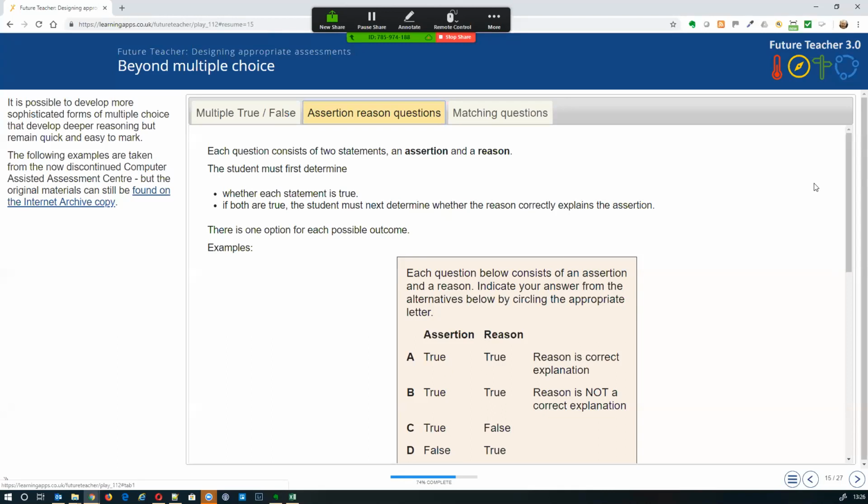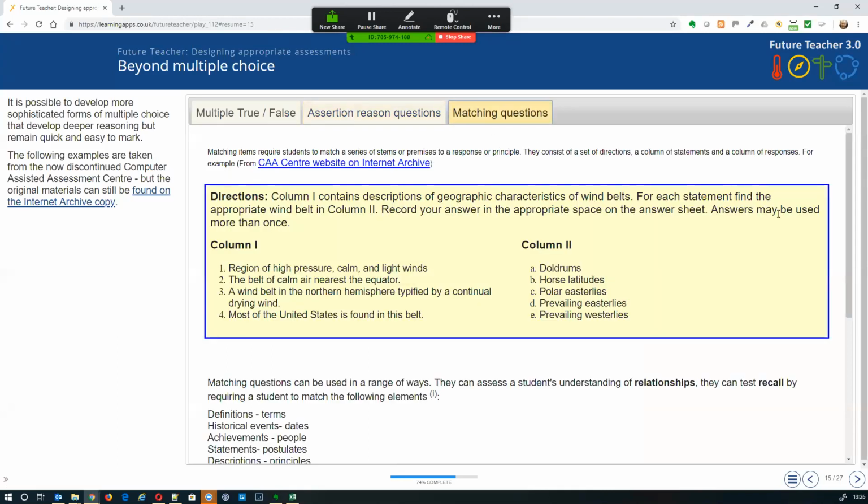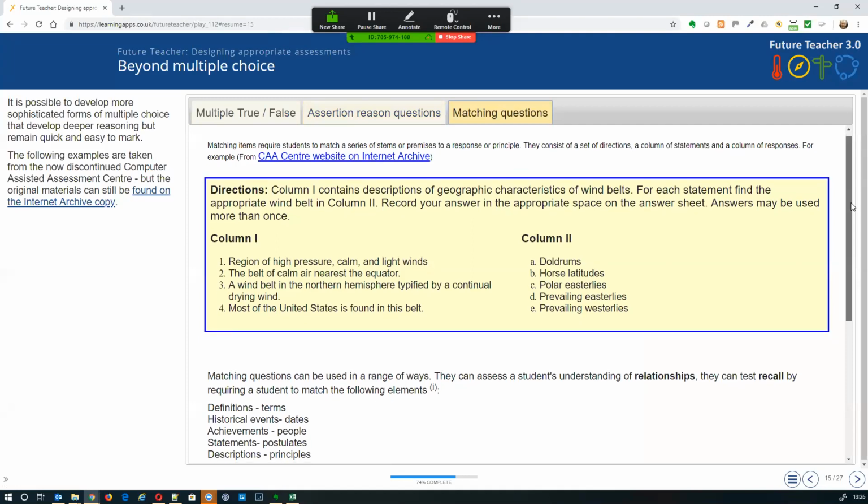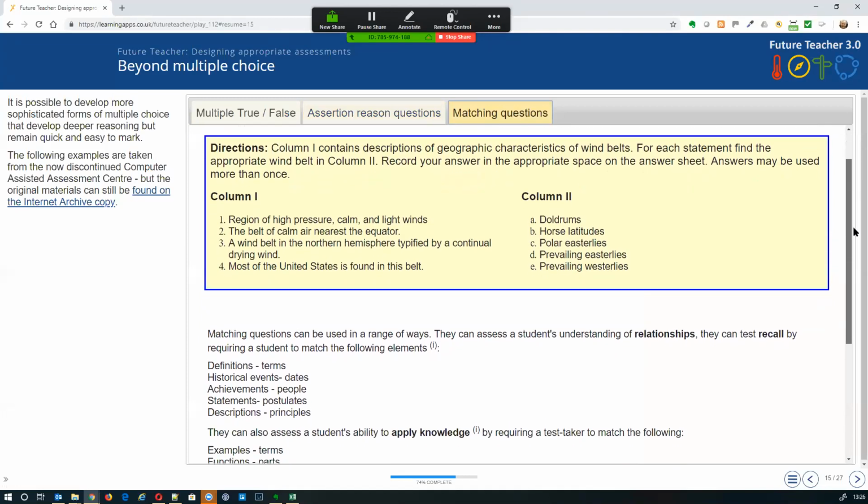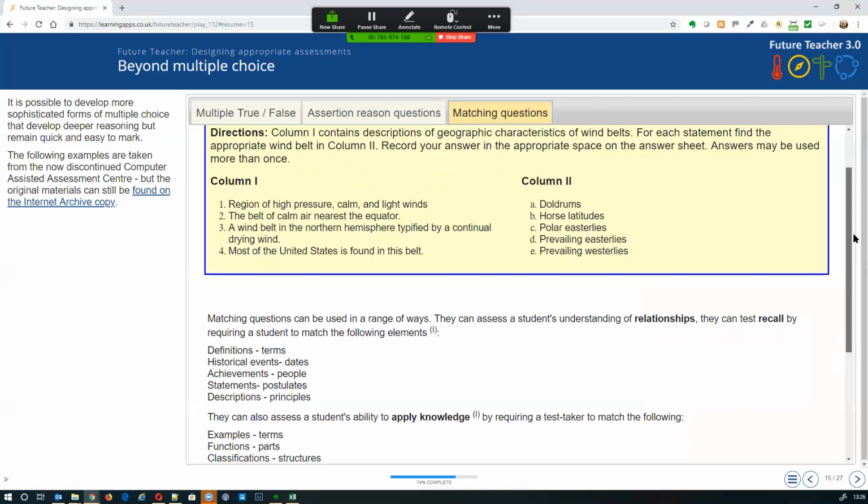So the rigor that gives, so that people can't just click here, here, here, and statistically get at least 25% without knowing anything, suddenly becomes much more complex. And then the matching questions, again, it opens up multi-choice in ways that are much more interesting if you've got things that you're trying to get.